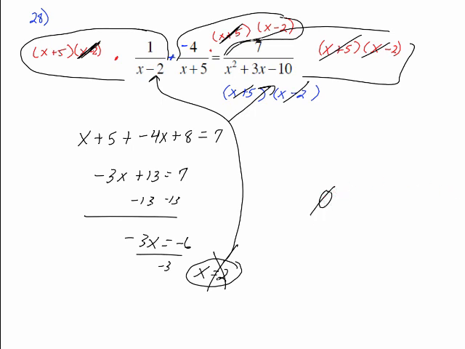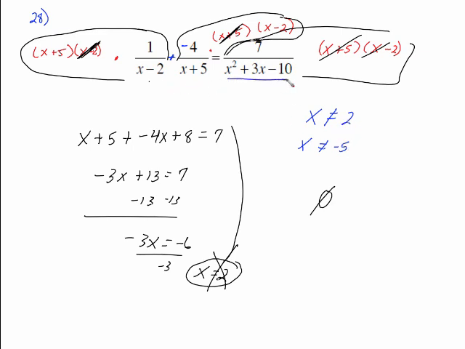Now, rather than checking at the end, another way to do this is from the very beginning, before you do any work at all, take a look at your existing denominators and see what numbers would be thrown out. X minus 2 in the denominator tells me x is not allowed to equal 2. X plus 5 in the denominator tells me x is not allowed to equal negative 5. Those are known as restrictions. So our domain can be any x except 2 and negative 5.